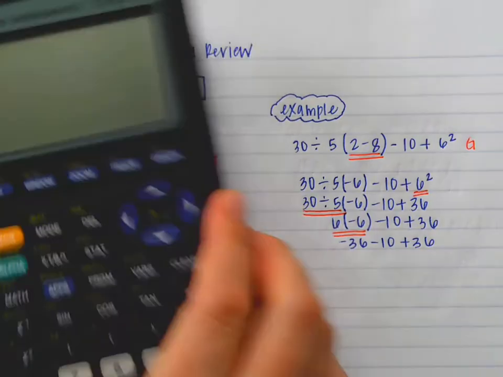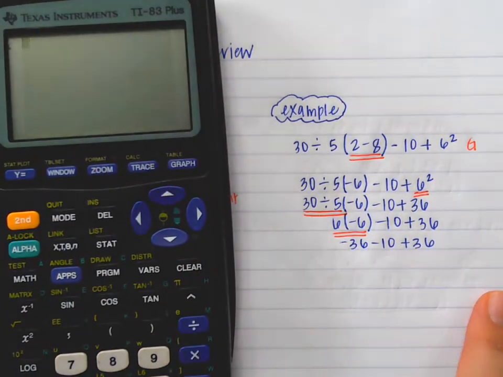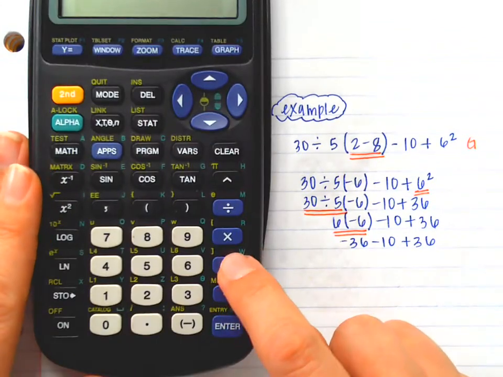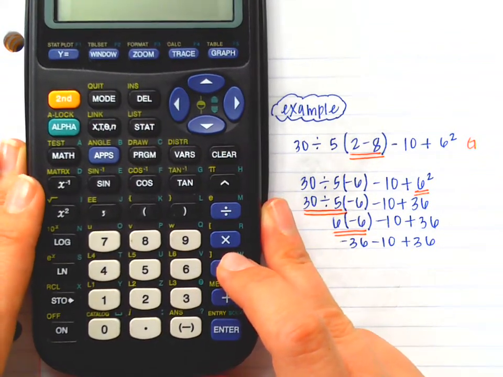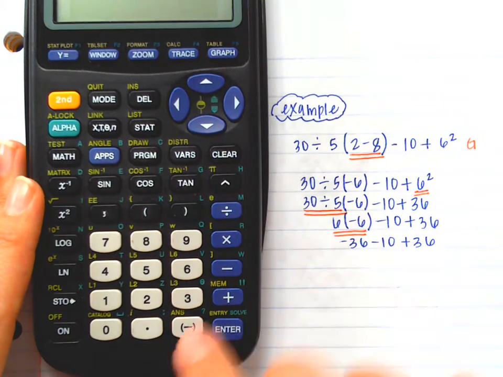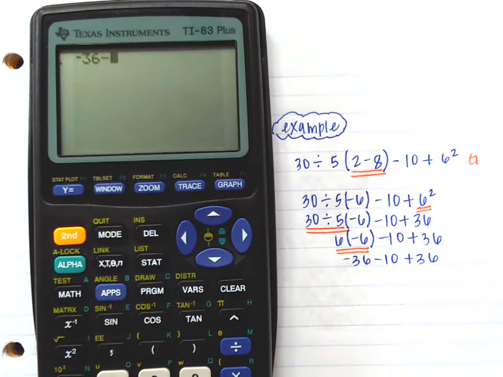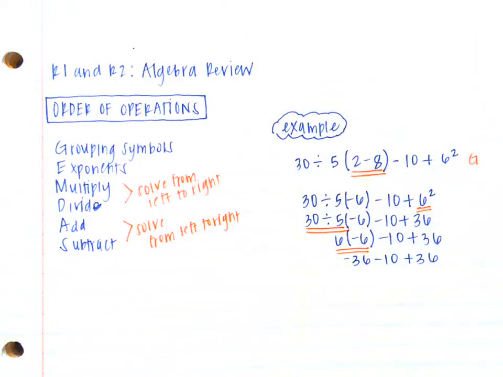Now, one important thing to remember when you're putting this in your calculator, when you're putting in negative 36, don't use the minus. That's going to get you a syntax error. Use the negative key here, so that it's a negative number. So negative 36 minus 10 plus 36 gets me, hopefully you do that in your head, negative 10.